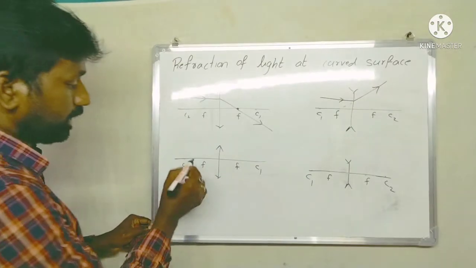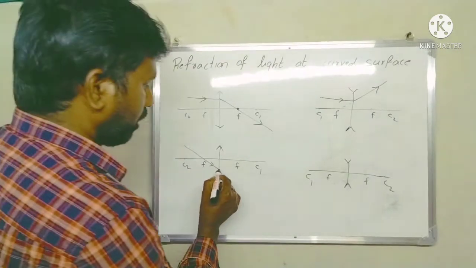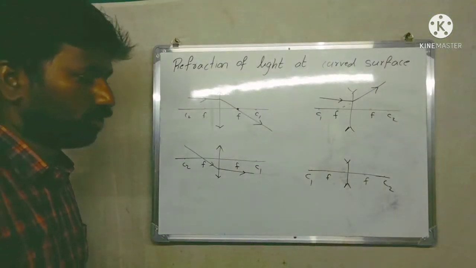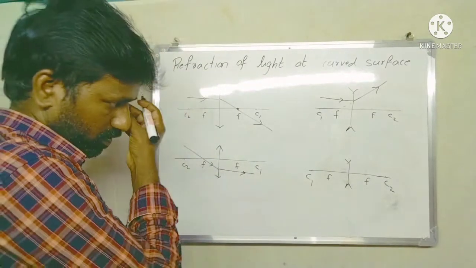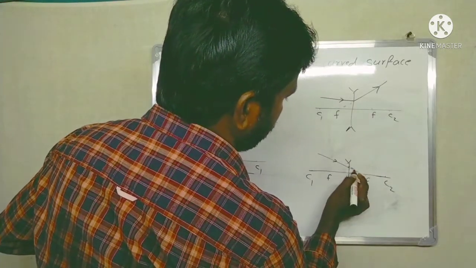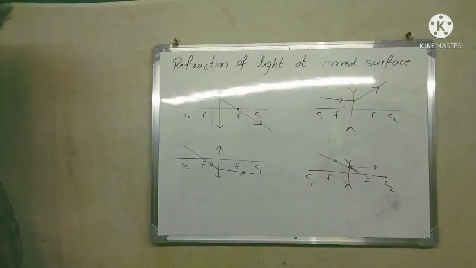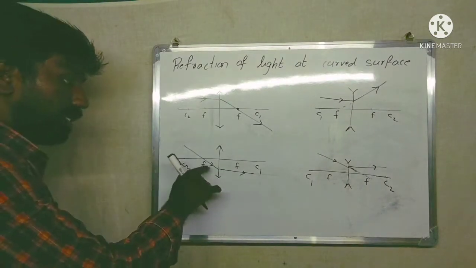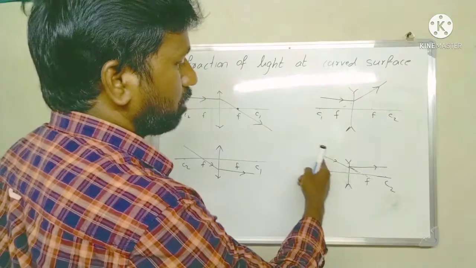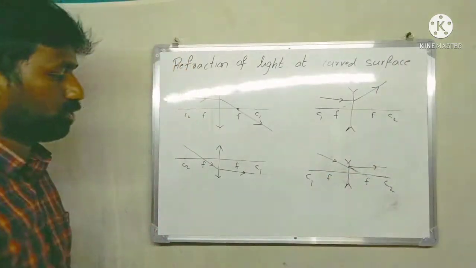Second rule. Incident ray passing through the focus, then the refracted ray is parallel to the principal axis. Here also, the incident ray appears to pass through the focus, then the refracted ray is parallel to the principal axis. Here the incident ray directly passes through the focus, and here the incident ray appears to pass through the focus, and in both cases the refracted ray is parallel to the principal axis.